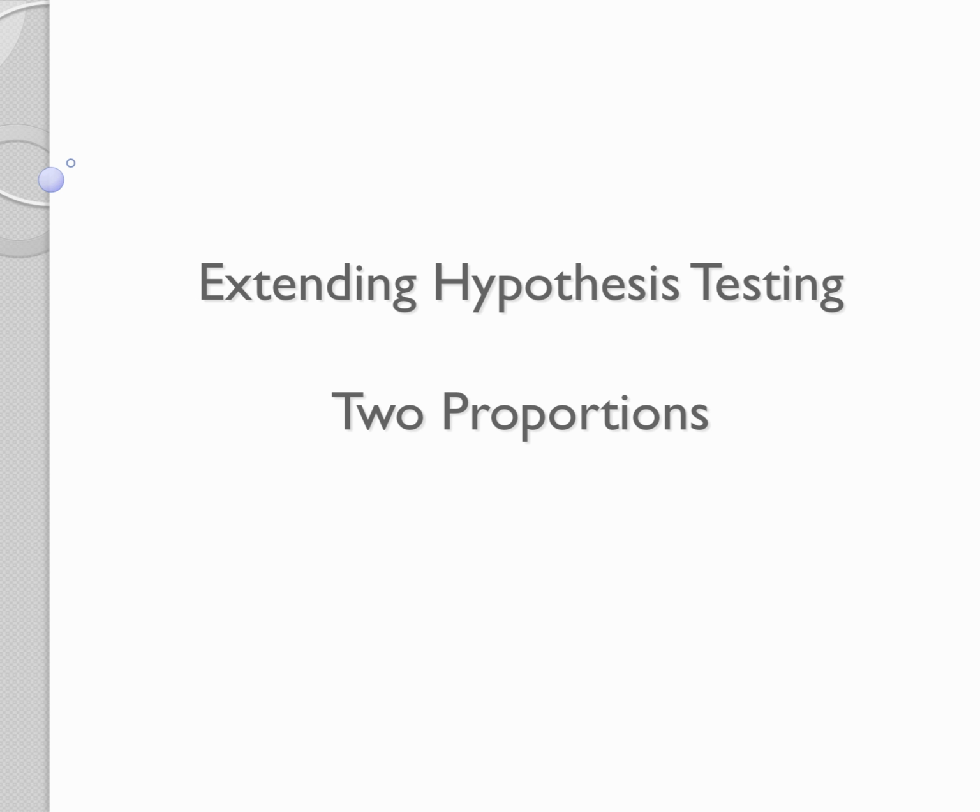Now that we've tested a single proportion to an assumed or historical proportion, we'll extend hypothesis testing to testing two proportions that are collected from two groups.